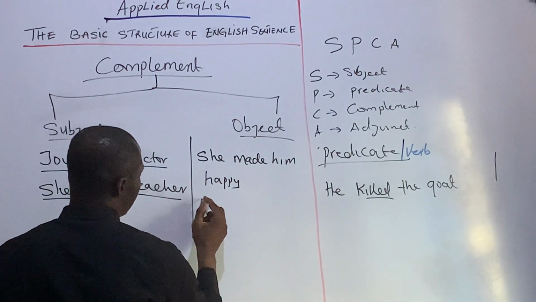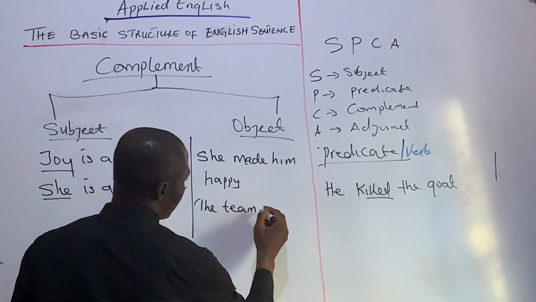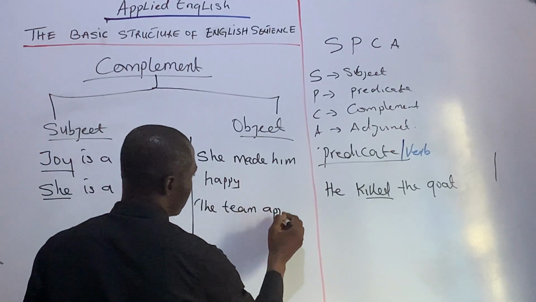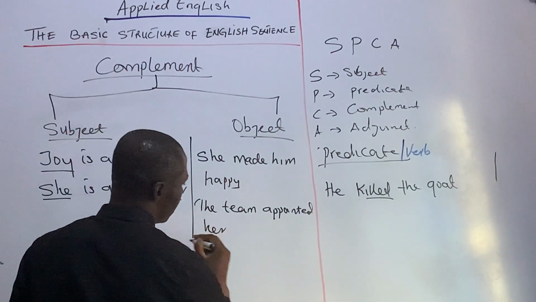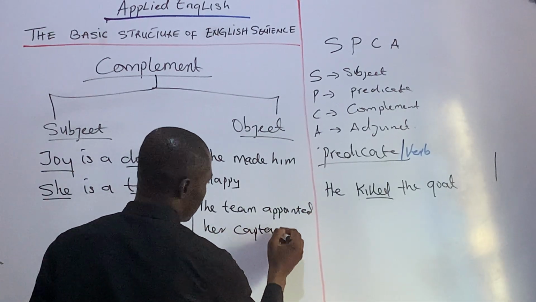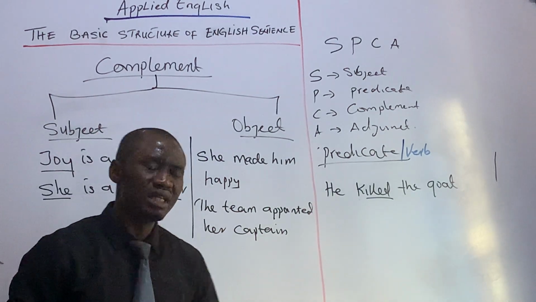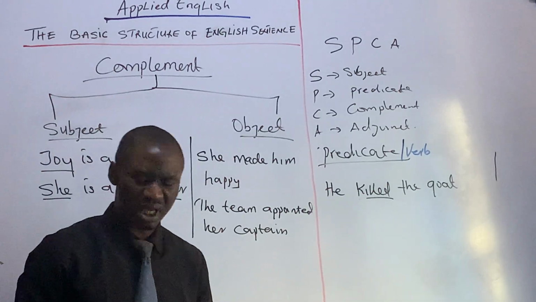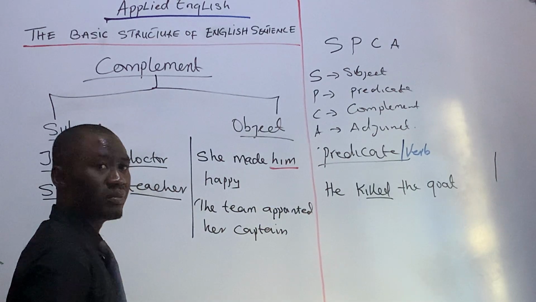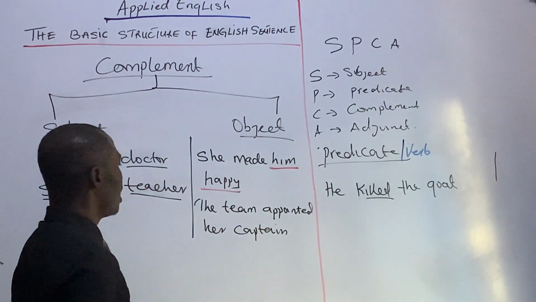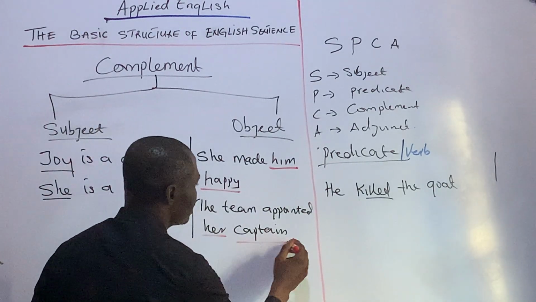We have this: The team appointed her captain. The team appointed her captain. Which of these is the object? Which of these words is the complement? Well, without much further ado, the object is him. The complement is happy. Of course, the object here is her, and the complement there is captain.